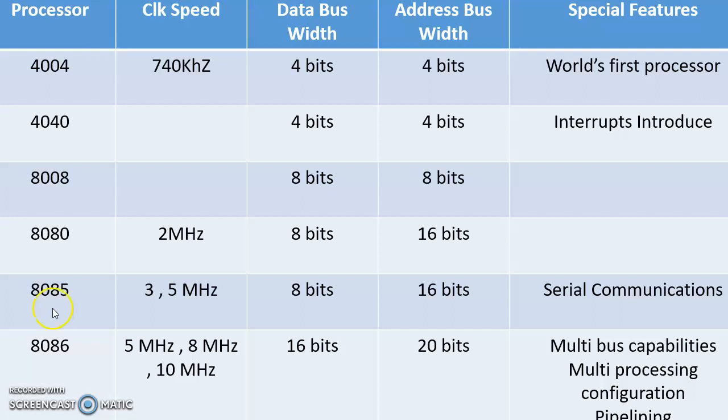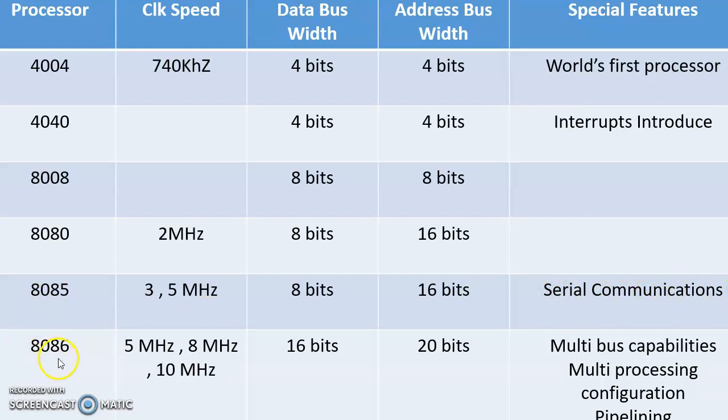The next one is the 8085. This processor has a 3 megahertz or 5 megahertz crystal oscillator frequency, and T is equal to 1 upon F, so we get the execution time of the program in microseconds. As the frequency increases, execution time will decrease. It has an 8-bit data bus and a 16-bit address bus. The special feature introduced in the 8085 processor is serial communication.